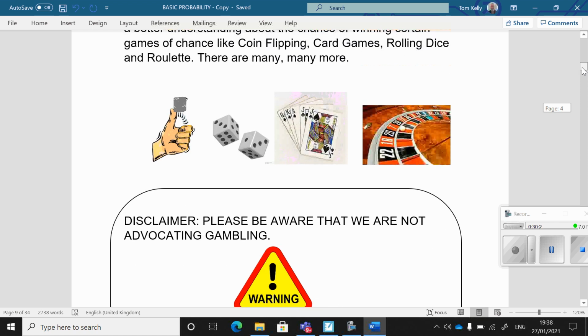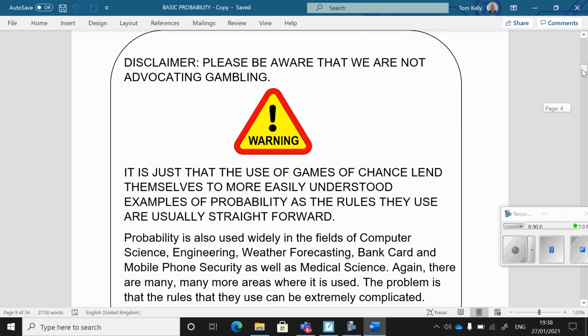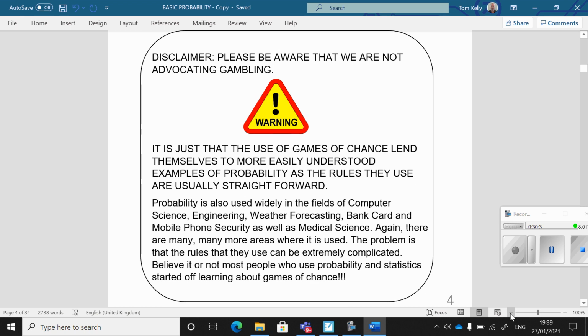Tossing a coin, throwing dice, cards on the right, roulette. You might think that they're all related to gambling. Well, you would be right, but I'm putting up a little disclaimer here. A disclaimer means don't blame me. And that's saying we're not advocating or encouraging you to gamble. Gambling is usually for money or for other things.